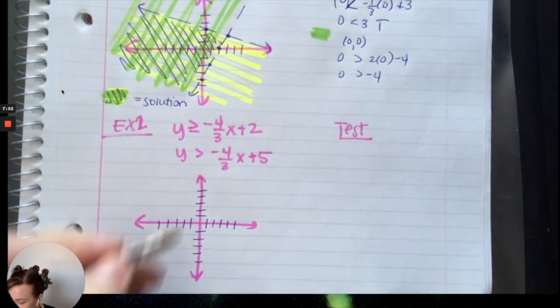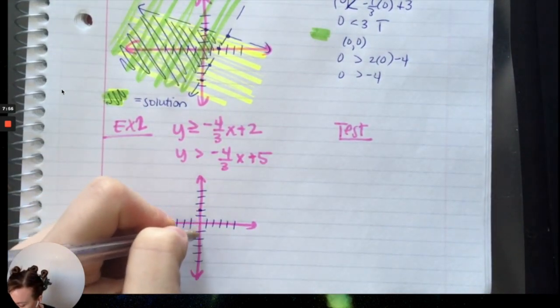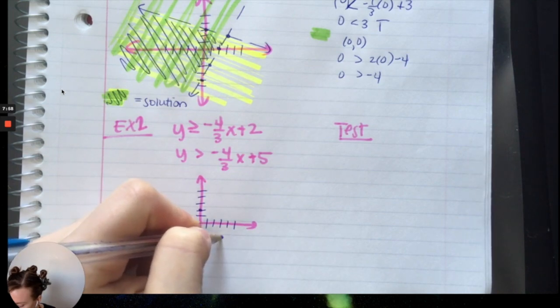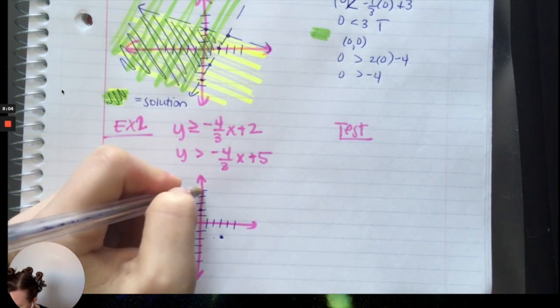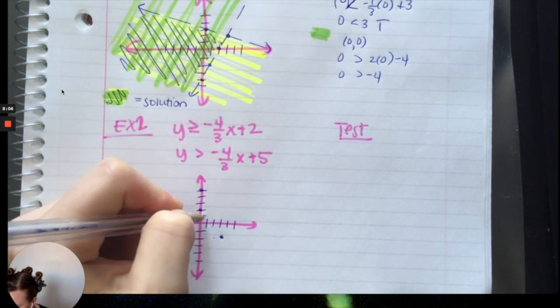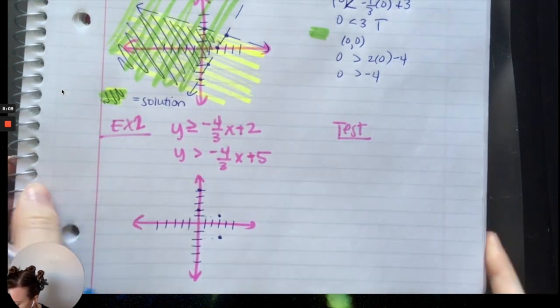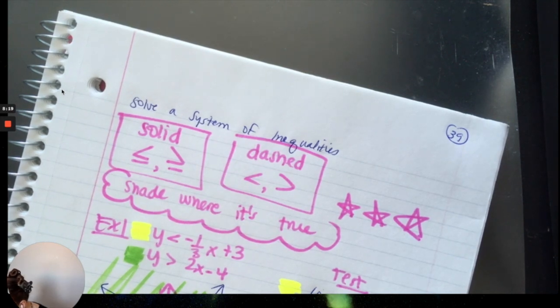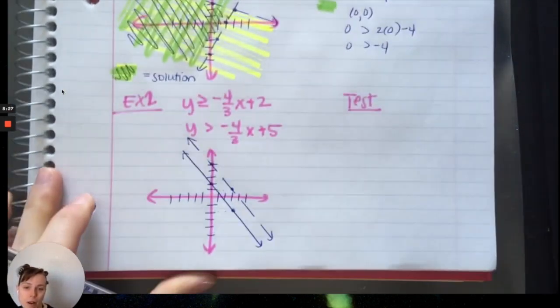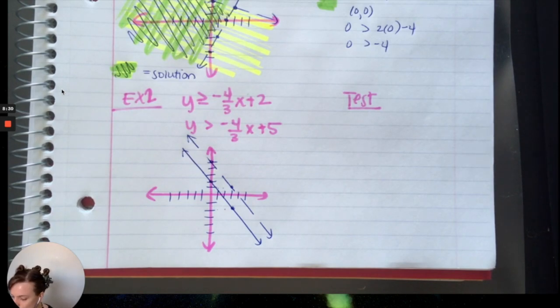So example 2, I'm going to go up 2, down 1, 2, 3, 4, run 1, 2, 3. And I'll do both points at the same time. Why not? Go 1, 2, 3, 4, 5. Now go down 1, 2, 3, 4, 1, 2, 3. And the top one that has a y-intercept of 2 is going to be a solid line. And then the second one is going to be a dashed line. Okay. So those are what my lines look like, and now I'm going to test them.